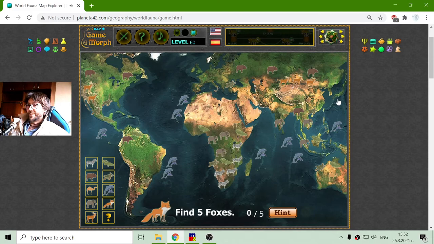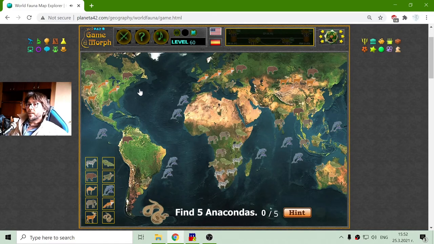There it is. Okay, foxes. Now, there are no foxes in the jungles, or maybe, well, not exactly in the deserts, but there are foxes in Europe and in America. And finally, I have to find five anacondas. They have a specific habitat, and it is common to see anacondas here in Brazil, in the Brazilian jungle.